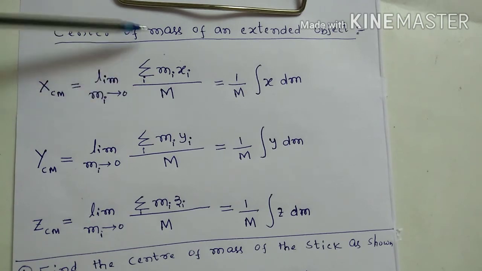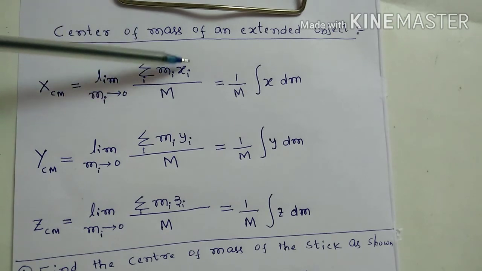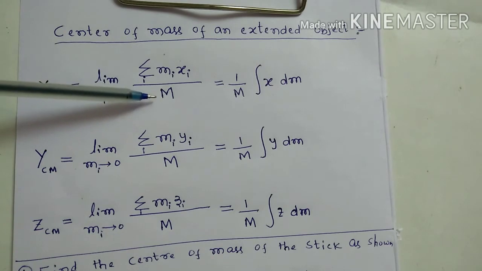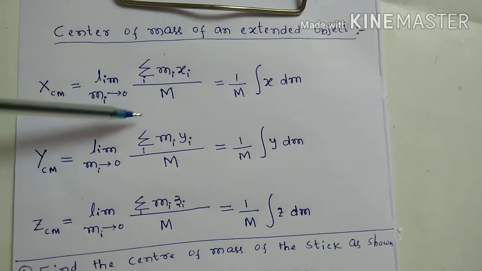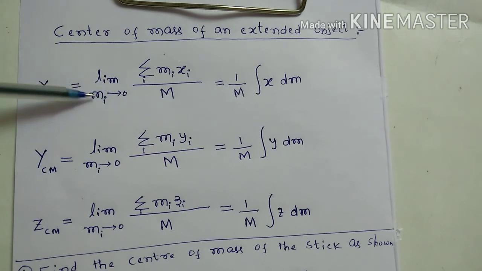So i equal to 1 to n, you can write here, summation of mi xi divided by total mass. Directly I can write capital M. Capital M is the total mass of the system. Okay. So this mi tending to 0.